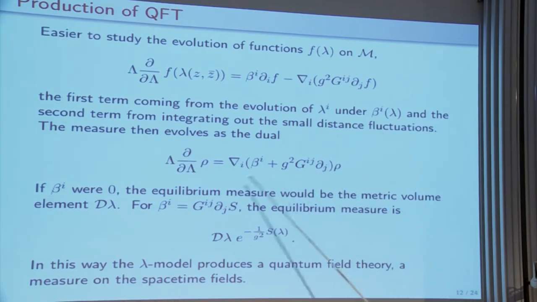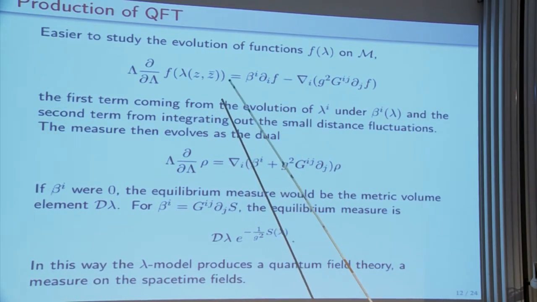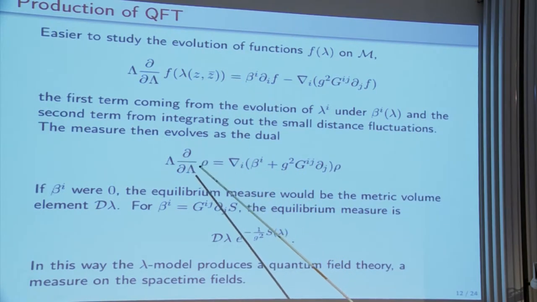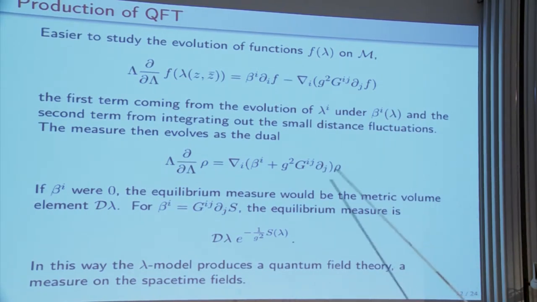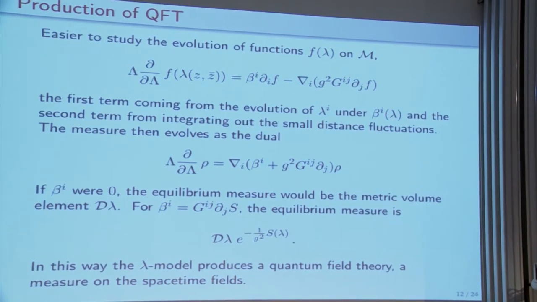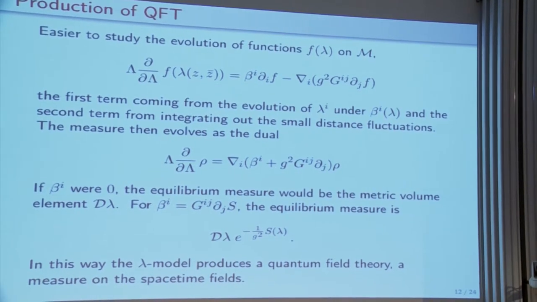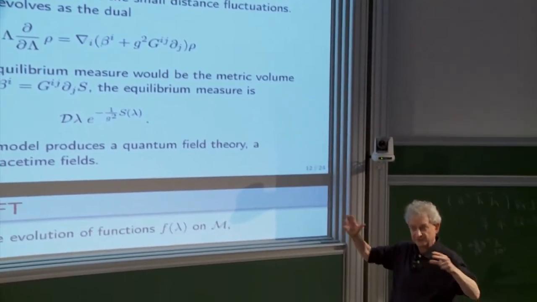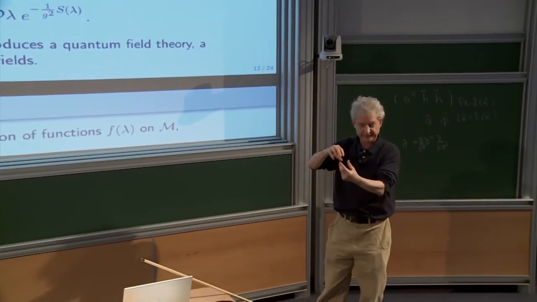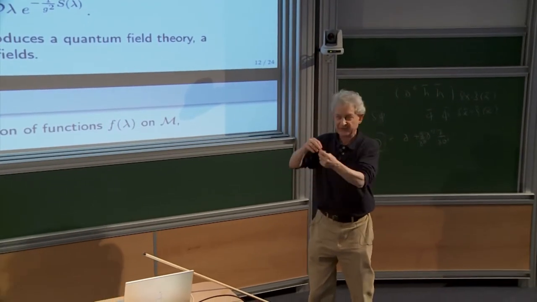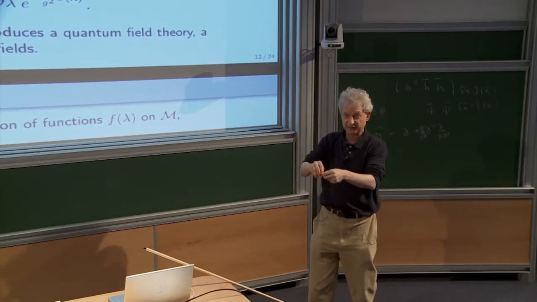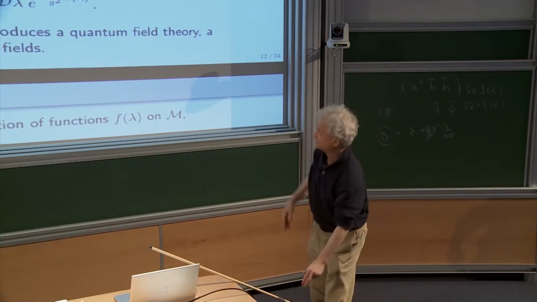So then if you just look at the evolution of the dual measure, it evolves as a random walk in the space of quantum field theories driven by beta. Which was the picture I tried to give in the previous slide. So you're being driven to the fixed point, but there's noise. So you wind up, the asymptotic equilibrium is a measure concentrated near the fixed point, but with some distribution around it.